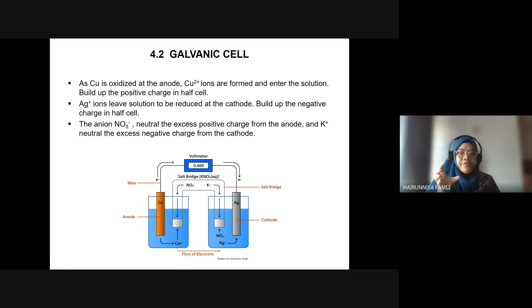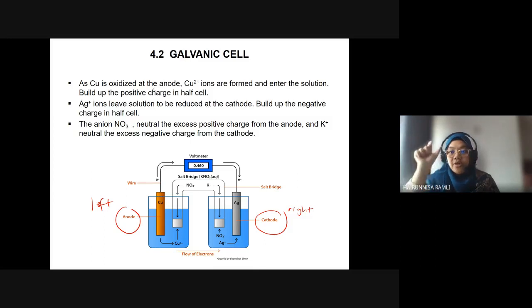the sketch of the galvanic cell, the anode is always on the left side. Okay, on the left. Then the cathode, you draw on the right side. I think this you know, even though I haven't explained the details yet, initially you should know copper and Ag, so of course copper will be oxidized. Okay, Ag will be reduced. You learn according to the electrochemical series.